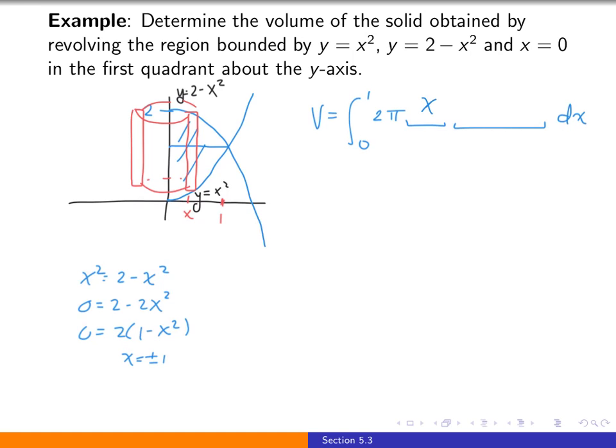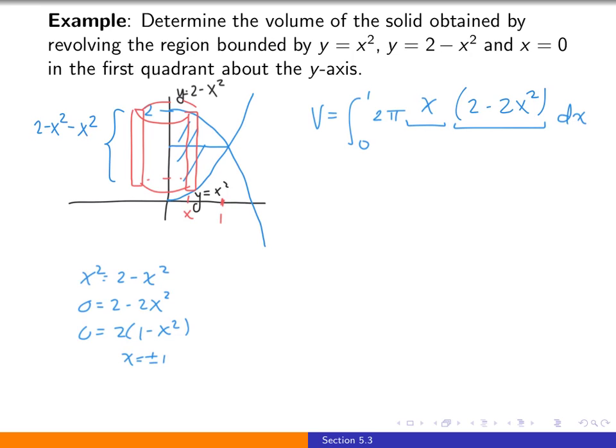So notice in this case our height's a bit different because it's enclosed between two curves. So for the height, what we'd have to do is think about the top curve, 2 minus x squared, and we subtract away from that the lower curve. So our height is 2 minus 2x squared.